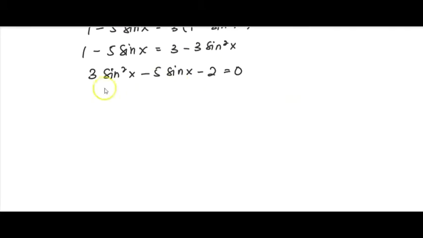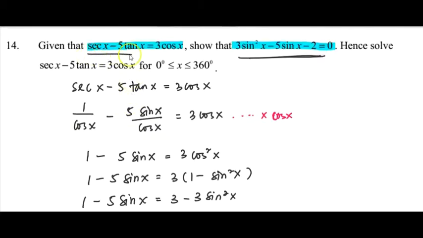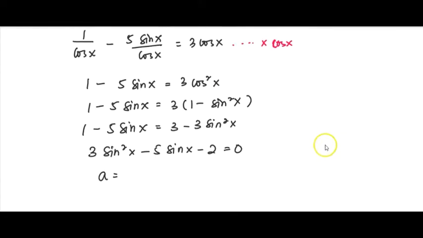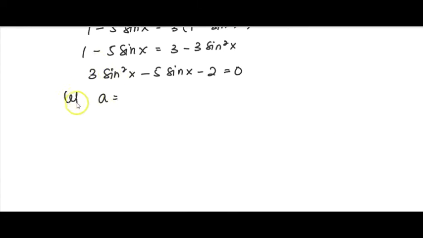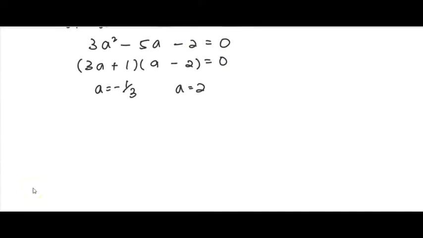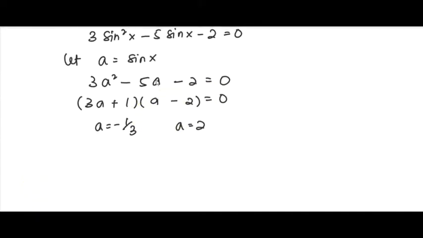After that, I would like to solve it, because the question asks me to solve this equation. It's the same as solving this quadratic equation. Let a be sine x, then my quadratic equation becomes 3a squared minus 5a minus 2 equals 0. Now we need to factorize, and I have a equals negative 1 over 3 and a equals 2. Since a is sine x, right?